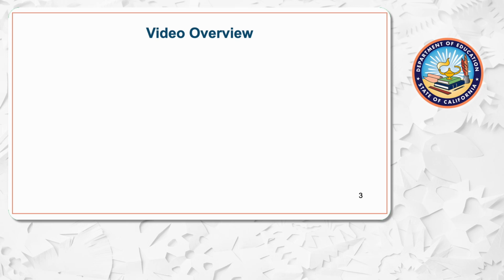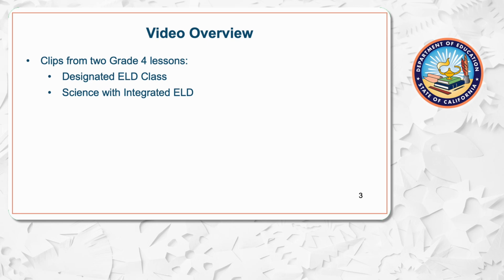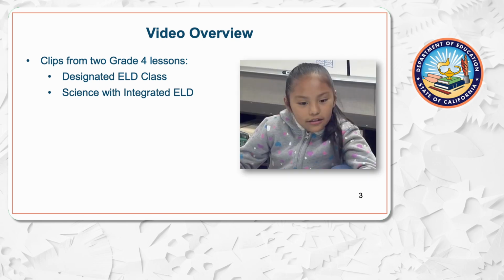Let's start by providing an overview of this video. This video will show clips from two lessons, a grade 4 designated English Language Development or ELD class, and a 4th grade science class with integrated ELD. These clips can be found on the California Department of Education's Integrated and Designated English Language Development Transitional Kindergarten through Grade 12 video series. For this observation, we will be watching the student whose picture is on this slide. For reference, the student has on a gray zip-up sweatshirt with pastel hearts on it.